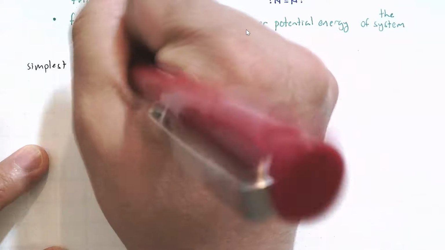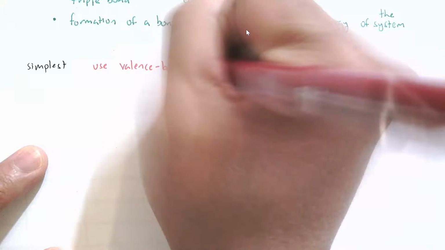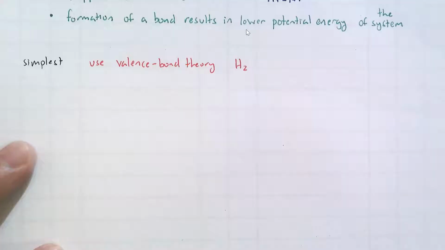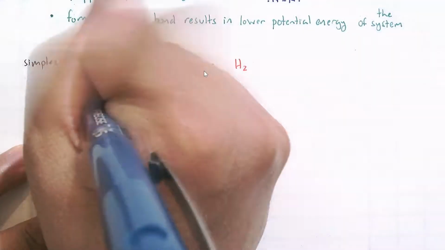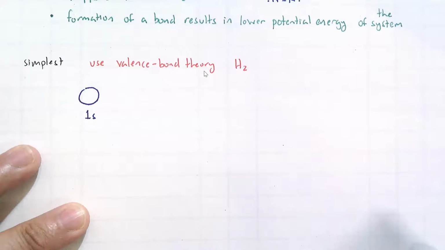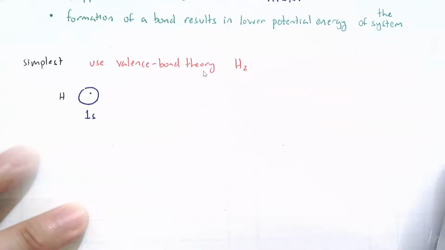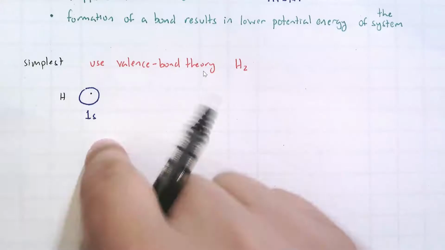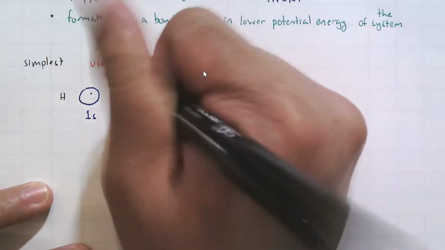So we are going to start now applying valence bond theory, and we're going to make H2. So if you look at each hydrogen atom, we know that its electron is in a 1s orbital. So here's our first hydrogen, and the s orbital is spherical. We can also get this from the electron configuration. And then we're going to add another hydrogen.